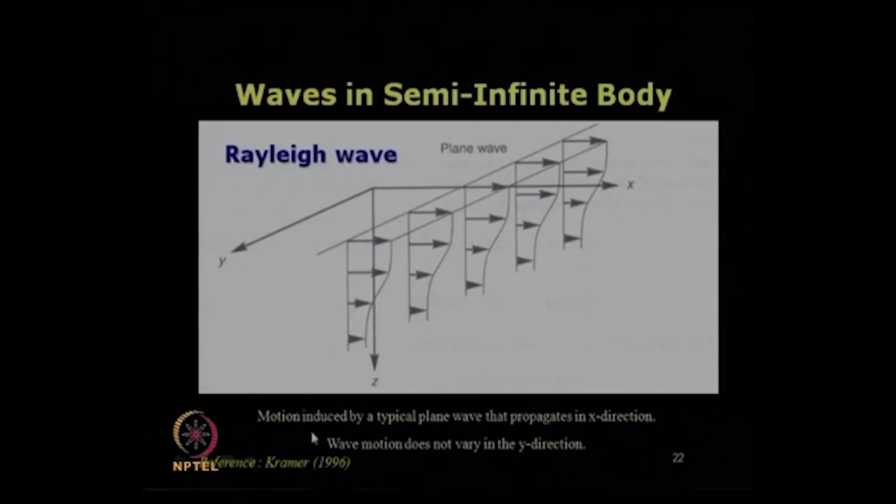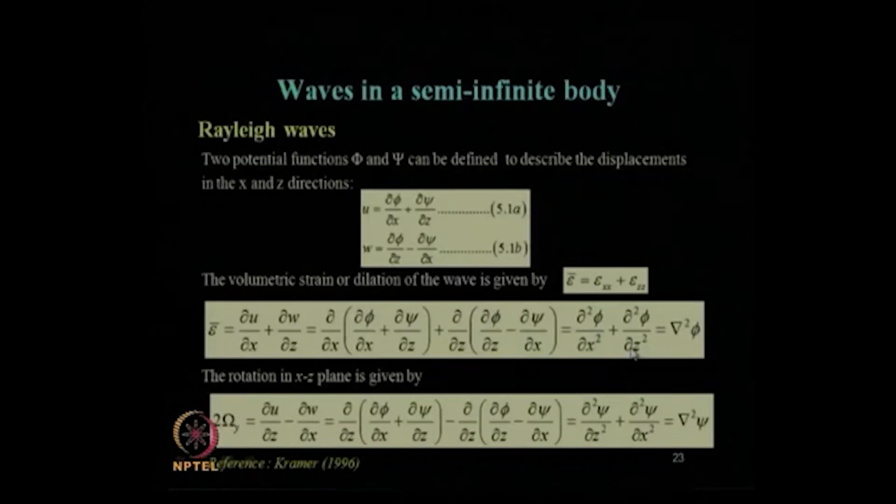So, this is the motion induced by a typical plane wave that propagates in the x direction. If we consider the wave is propagating in x direction, then wave motion does not vary in the y direction. So, if we take the y direction, then we have variation in y and z only. There will be no component in the x direction. That is what it means for the surface type Rayleigh wave.